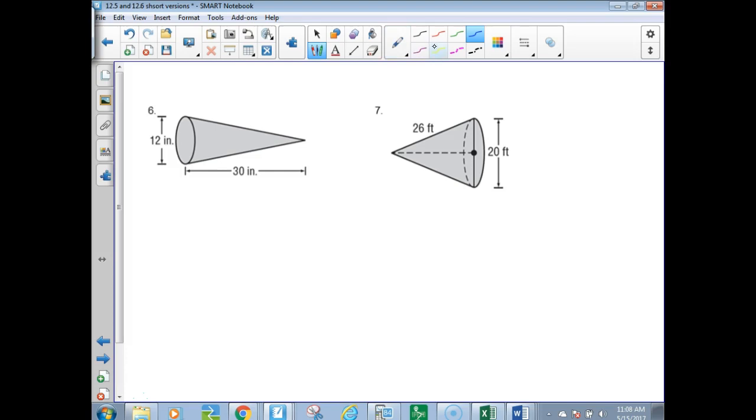All right, then we have number 6 and 7. They have diameters provided, so the radius is half the diameter. So we have a radius of 6 on number 6. It's just pi times 6 squared times the height of 30. That 30 is definitely for the height. It's not showing it slanted. It's showing it at a straight right angle to the base. So our volume, pi times 6 squared times 30 divided by 3.